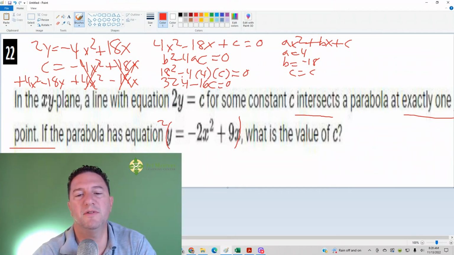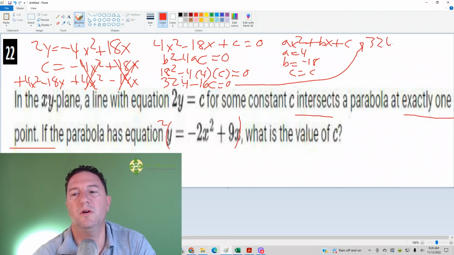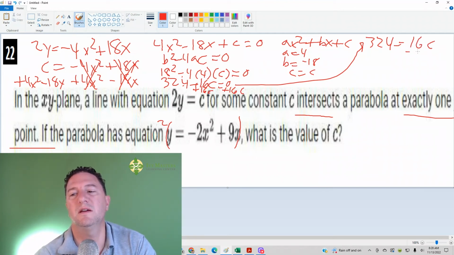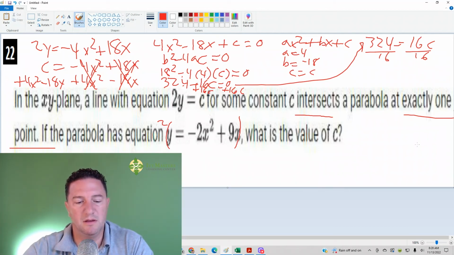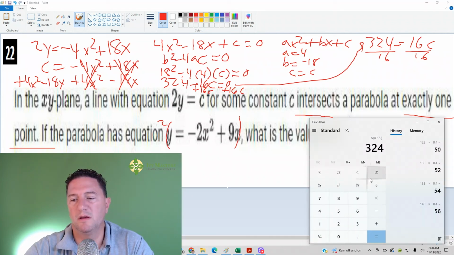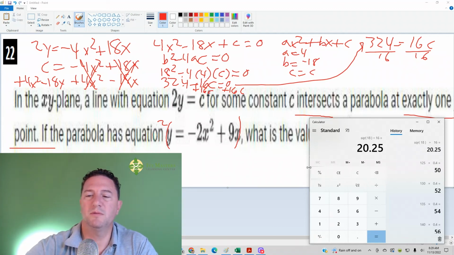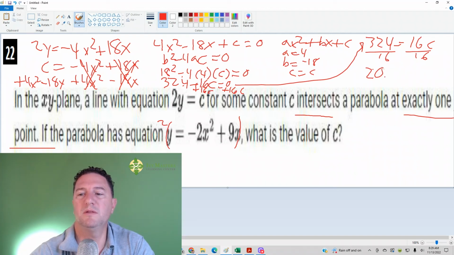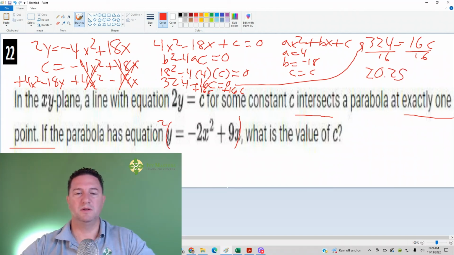If you add 16c to both sides, you've got 324 equals 16c. Divide both sides by 16, and we've got 20.25. 20.25 is going to be your answer.